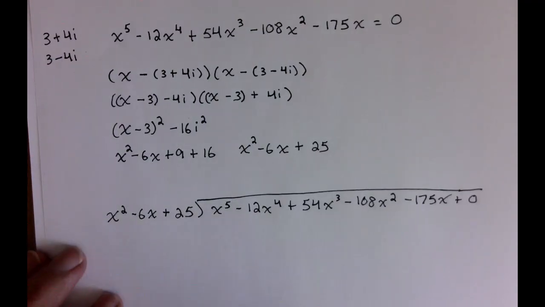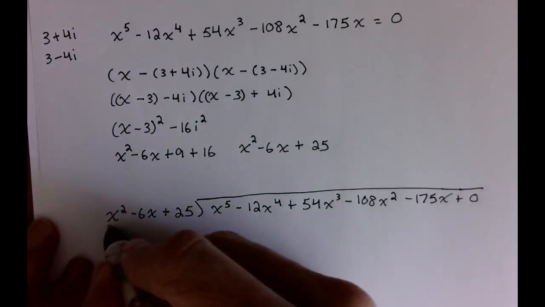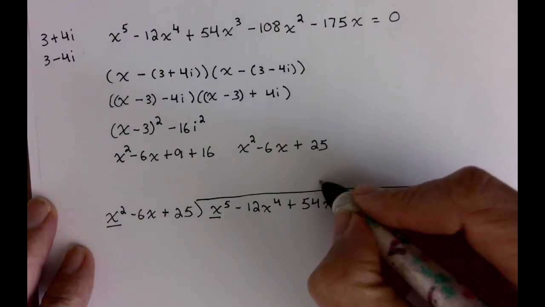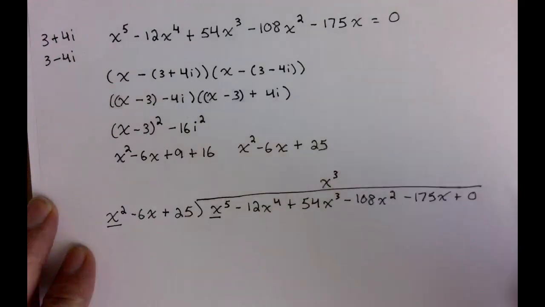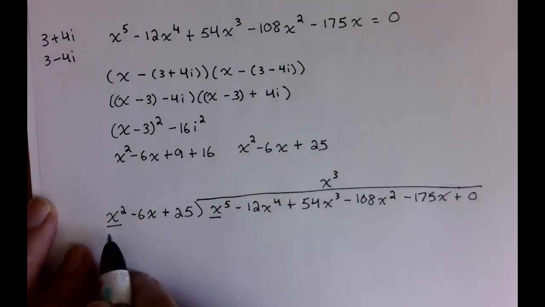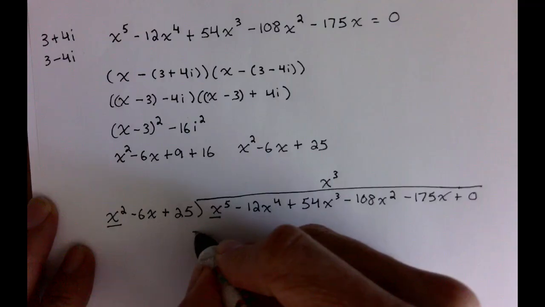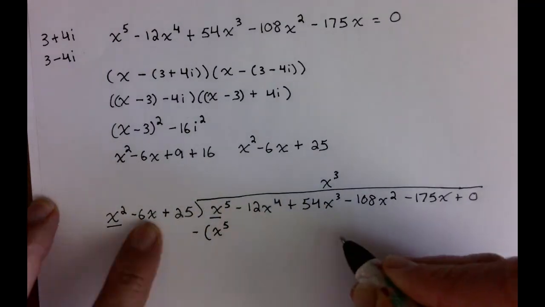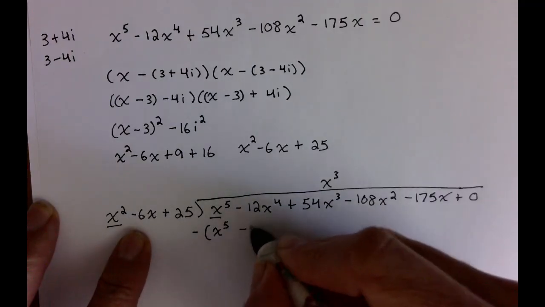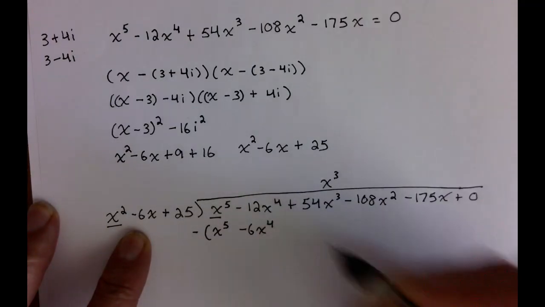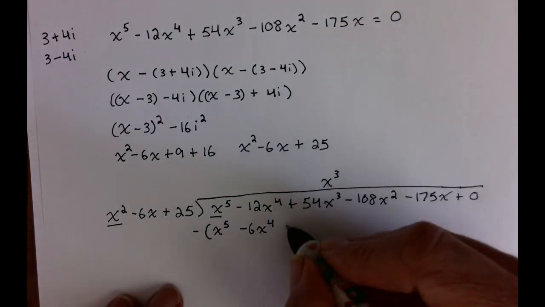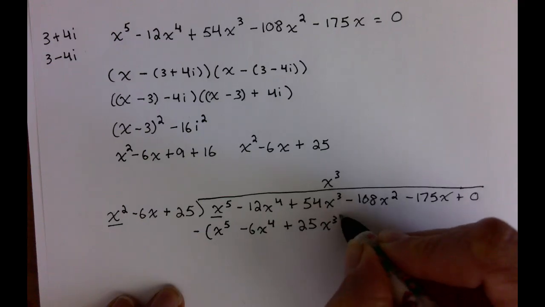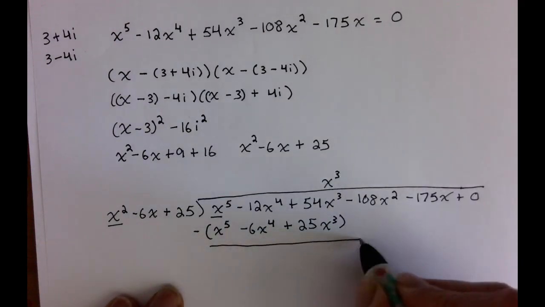Okay, now we're doing long division. So remember, I just look at the term out in front and the first term here, and I divide them, and I'd get an x cubed. Now I multiply that x cubed by every term in the divisor there. So x cubed times x squared, that's going to give me x to the 5th. And then I'll get a minus 6x to the 4th. And then what will I get? Looks like a 25x cubed. Okay. So I'm going to subtract those now, and let's see what I'd be left with.